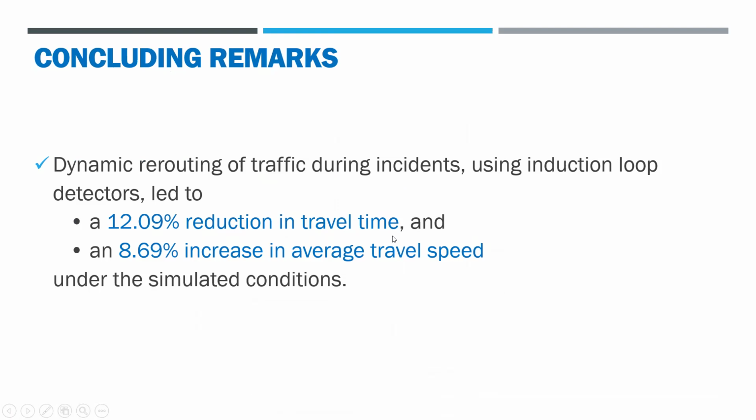And these are the concluding remarks. Lastly, we can see that dynamic routing of traffic during an incident is actually advantageous. Using loop detectors, we can reduce travel time by 12.09% and increase average travel speed by almost 8.7%, comparing the baseline situation and assigning the rerouting traffic.